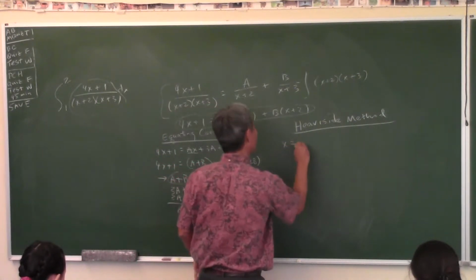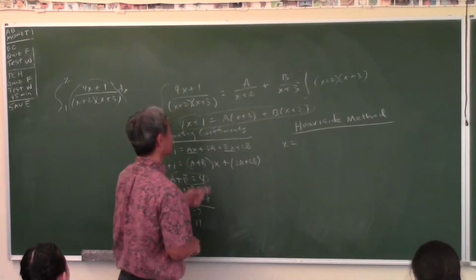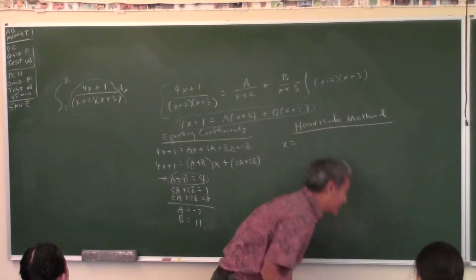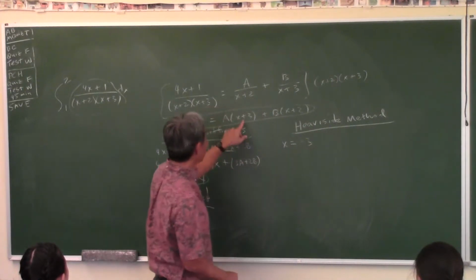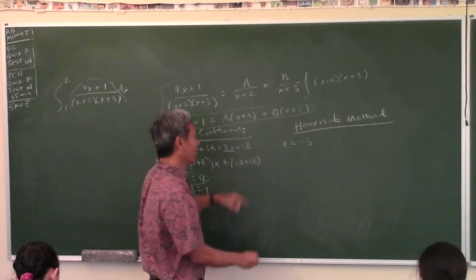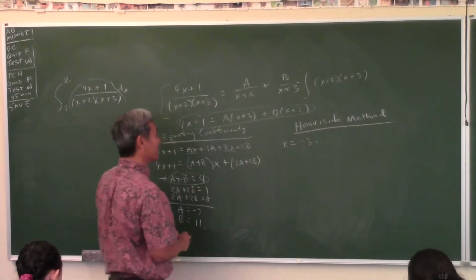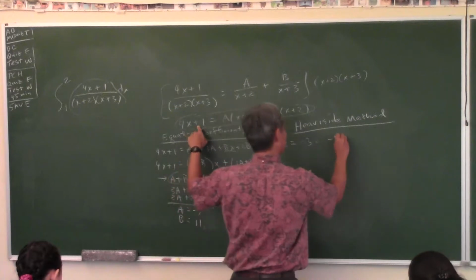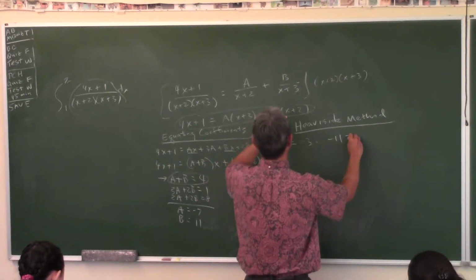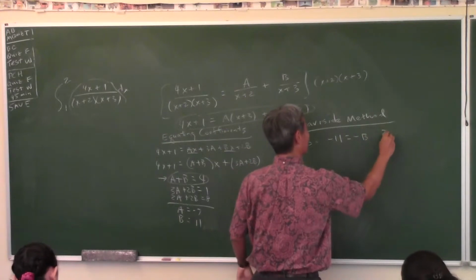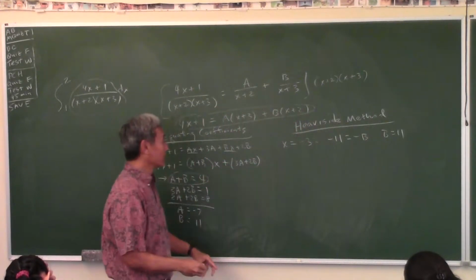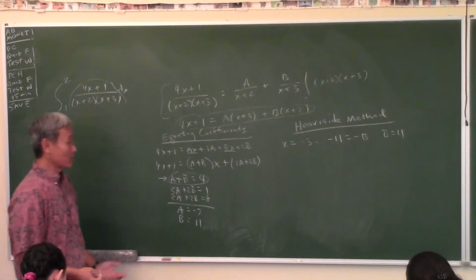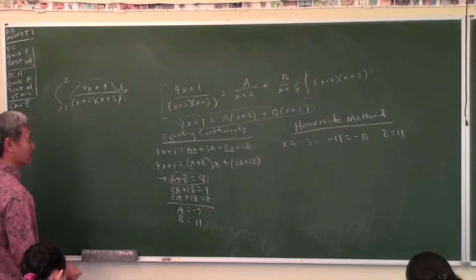So, what would be a good number to plug in for x in this equation? 1? No. Negative 2? No. 0? No. Negative 3. Wow. Why? Because that will make that term 0. Okay, so plug in negative 3 for x. Negative 11 equals 0 plus negative b. Therefore, b is 11. Look, you got b equal 11 just by plugging in numbers. I like it. Yeah, I know. That's why I can't believe you didn't learn the Heaviside Method last year.